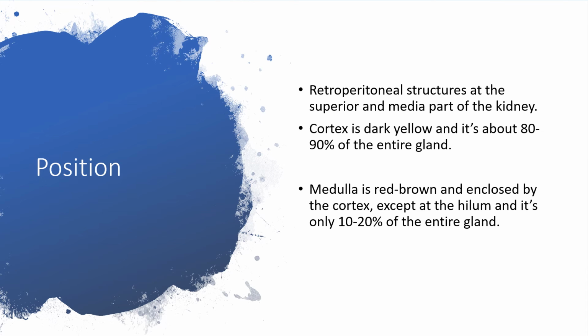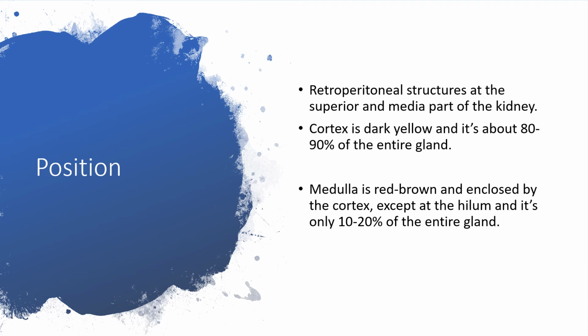Position. Adrenal gland is a retroperitoneal organ at the superior and medial part of the kidney on both sides. The cortex is dark yellow and is about 80 to 90% of the entire gland. In other words, any trauma that would destroy the cortex has destroyed 80 to 90% of the entire adrenal gland.